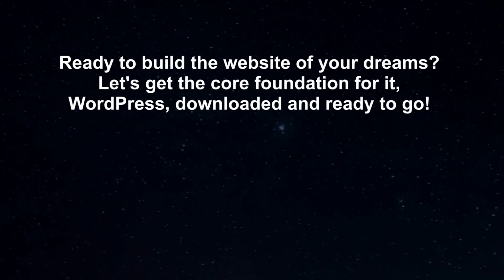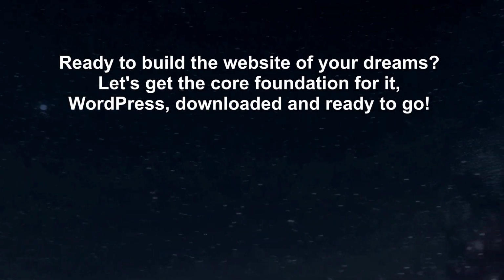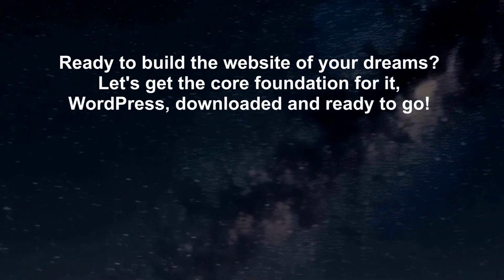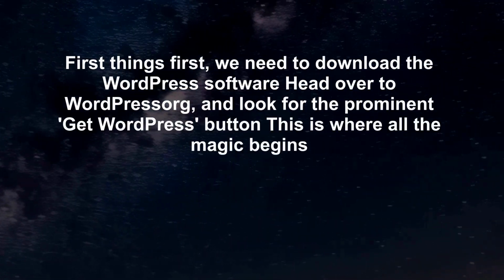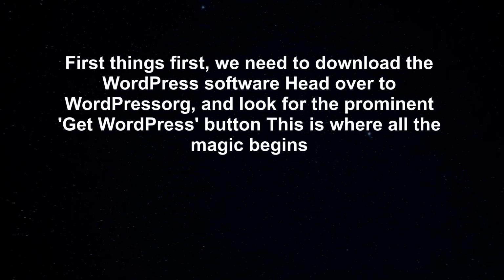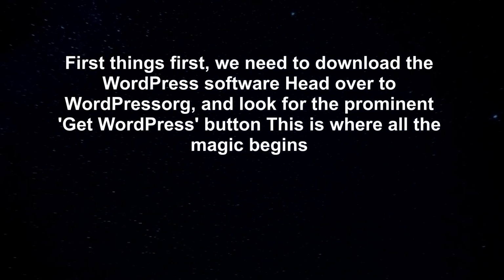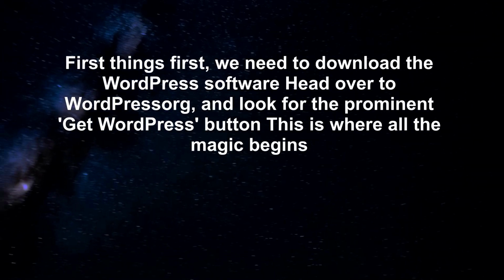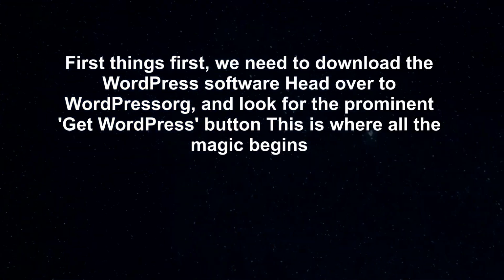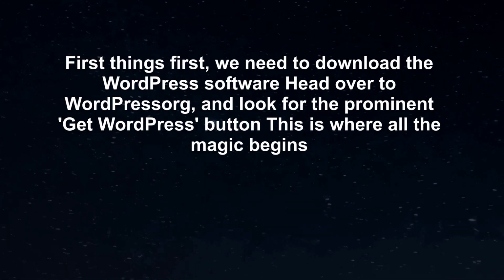Ready to build the website of your dreams? Let's get the core foundation for it, WordPress, downloaded and ready to go. First things first, we need to download the WordPress software. Head over to WordPress.org and look for the prominent Get WordPress button. This is where all the magic begins.